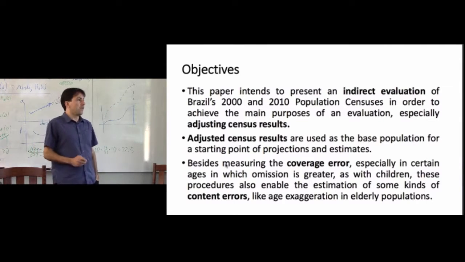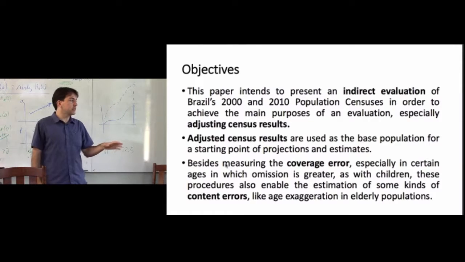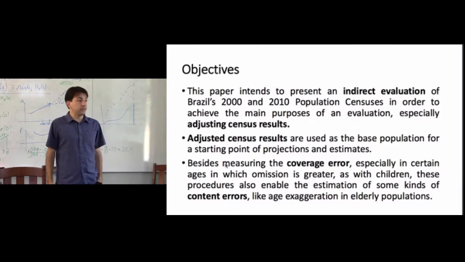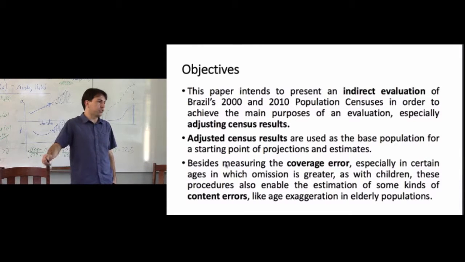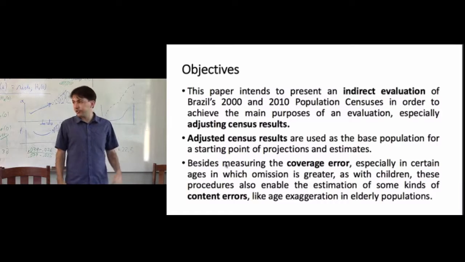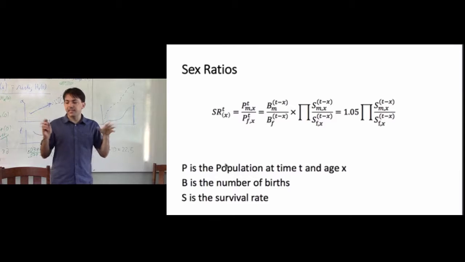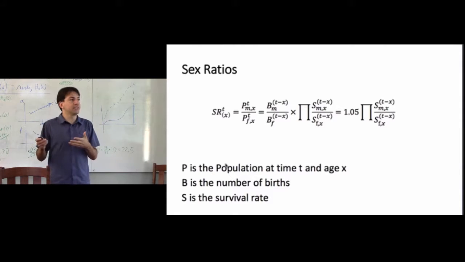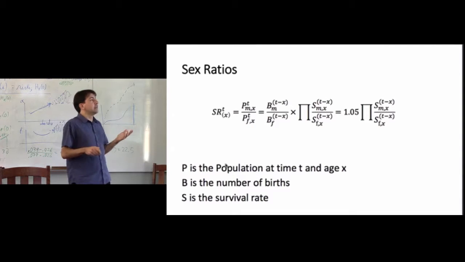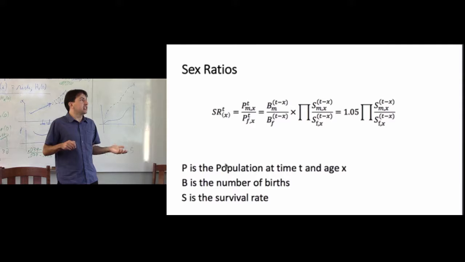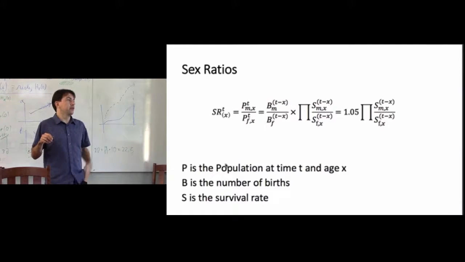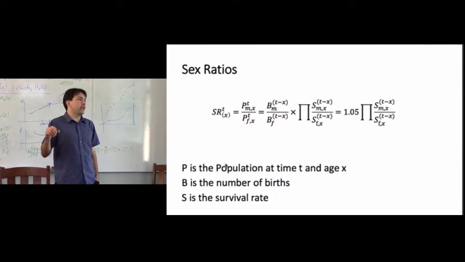Our population projections. We can measure some coverage errors, especially in certain ages where we know the omission is higher, for example for children. We can also try to estimate some kinds of content errors, like age exaggeration among elderly populations. Here we need to estimate some expected measures and then compare them to the actually observed measures. The sex ratio at a certain age and time does not depend on fertility; it just depends on the sex ratio at birth and the survival rates of males and females.